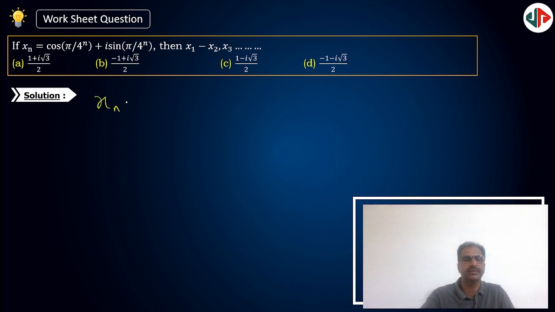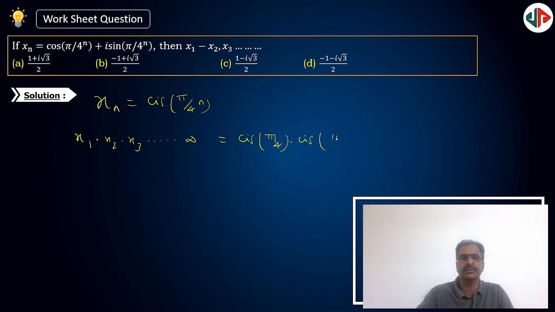Next. x suffix n is given as cos theta plus I sin theta, which is cis theta. So cis of pi by 4 to the power n. And the question is finding x1 into x2 into x3 and so on up to infinity. x1 means put n is equal to 1, you'll get cis pi by 4.